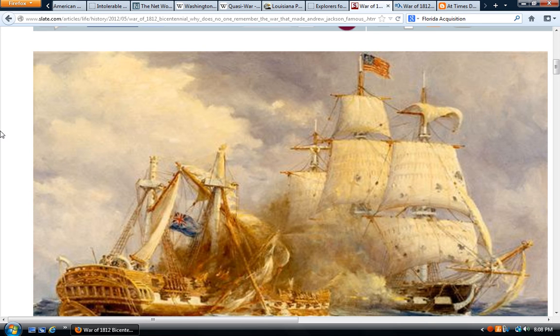Then we come to the War of 1812, which was fought over the right of nations to not be interfered with in trade by other nations, and it was fought between the U.S. and Great Britain. And here is a painting of the USS Constitution, a fairly famous ship in America, defeating the HMS Guerriere, however you want to pronounce that.